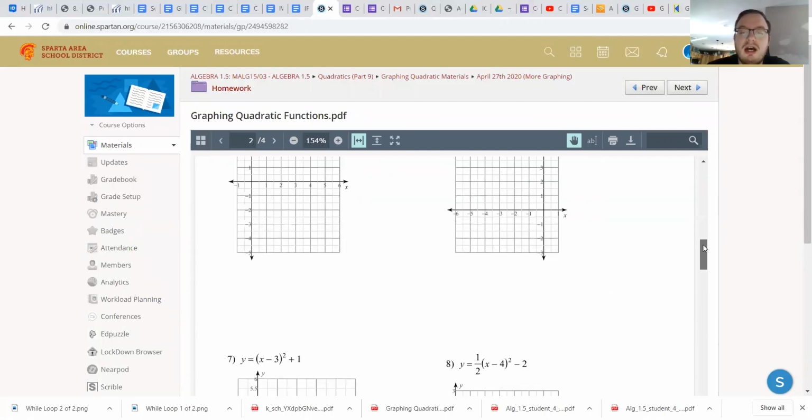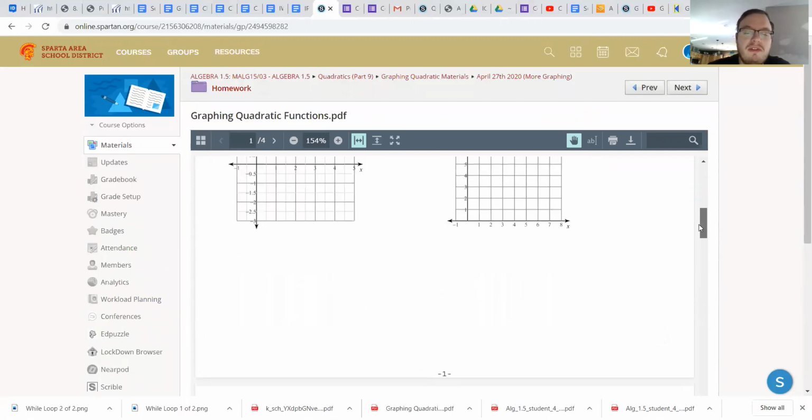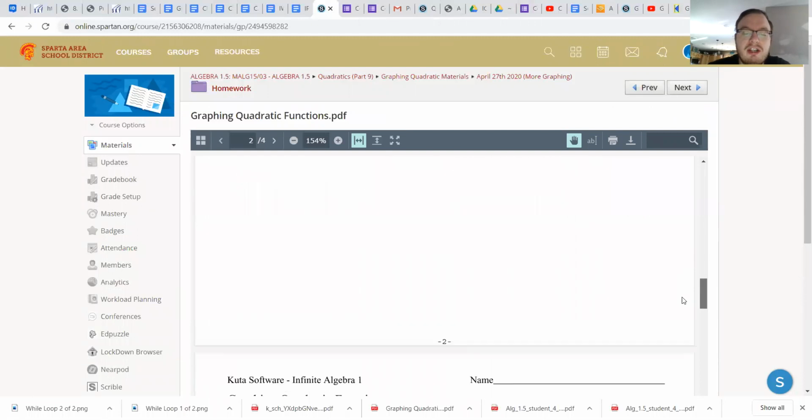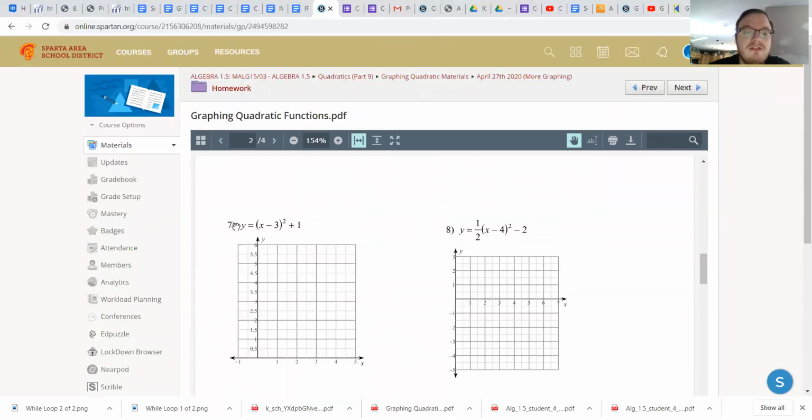Okay. Really what I want you to do is look at all of these, but you can really skip questions 7 and 8, because 7 and 8 is in what we call vertex form. If you want to do it and take some time to it, what you would need to do is take x minus 3 and square it. So do x minus 3 times x minus 3, multiply it out, add 1 to it, and then see what happens to that graph. Okay?